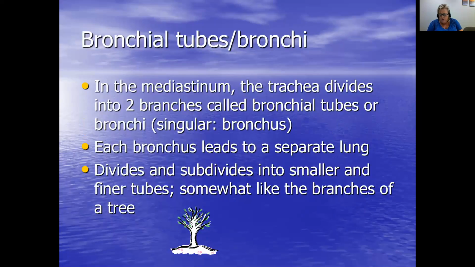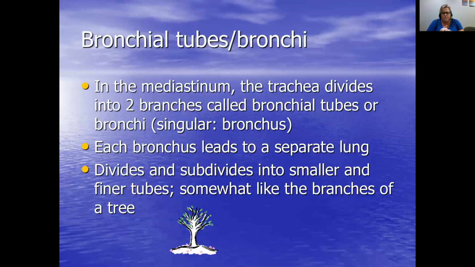Number 14 over on the right is the bronchi, or bronchial tubes. Each one separately is called a bronchus. But in the mediastinum, the trachea then divides into 2 branches, and these are the bronchial tubes, or the bronchi. Each of these lead to a lung.